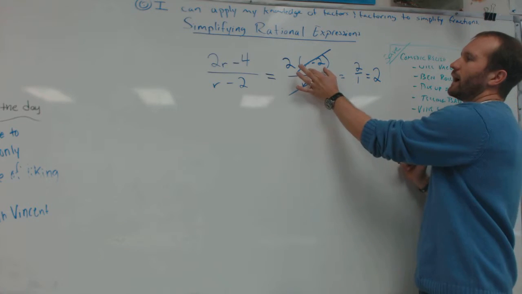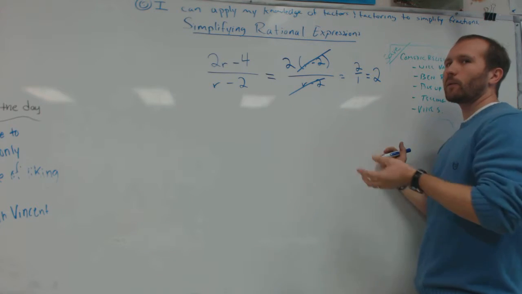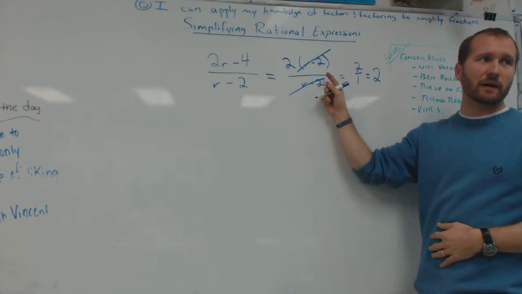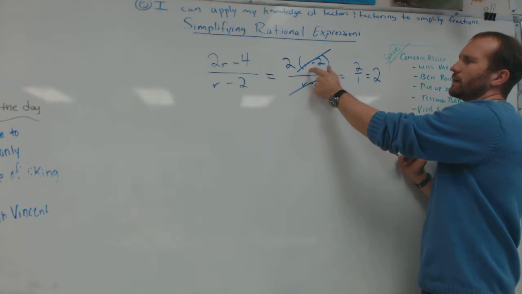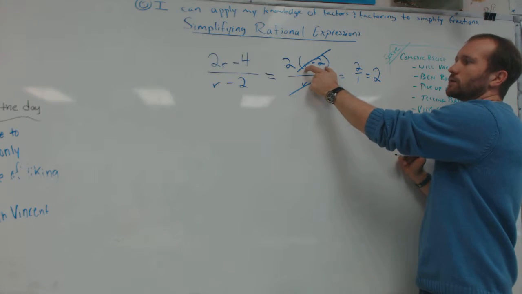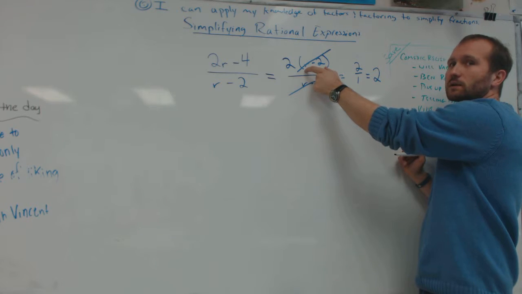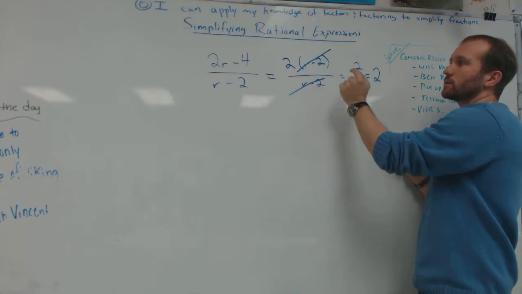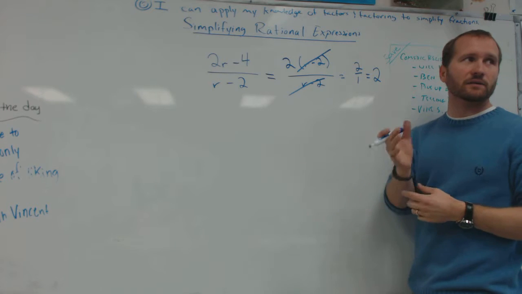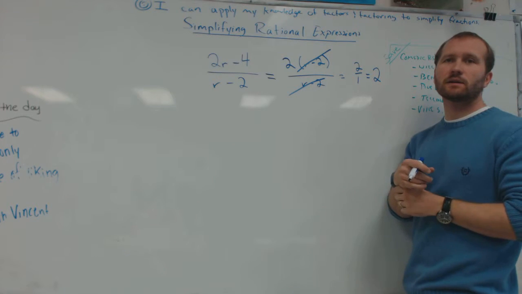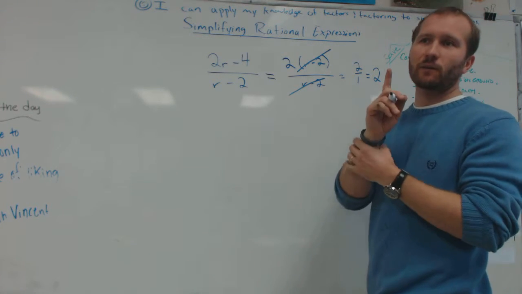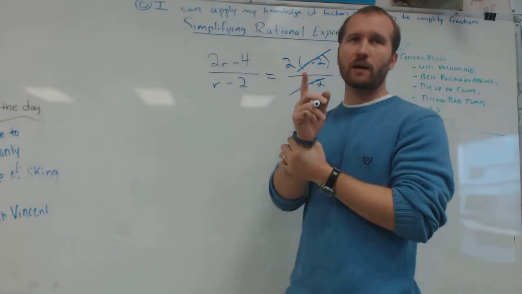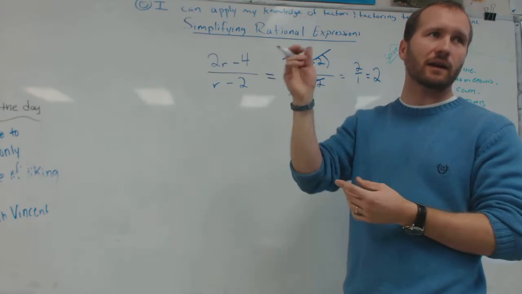I'm looking for factors that can cancel out. And what you're going to notice now, this is what's new about these, is sometimes the factors that cancel out are going to have 2 terms. So r minus 2. Usually when we've canceled factors out of fractions, they've just been 1 term. Right? I'm going to cancel a 3, or I'm going to cancel an x squared, or whatever.